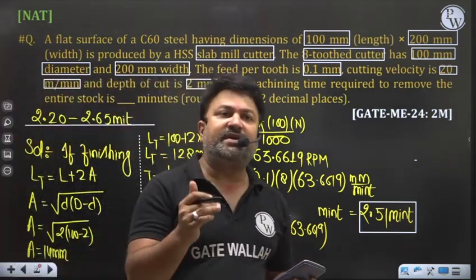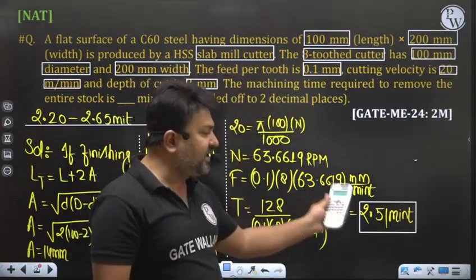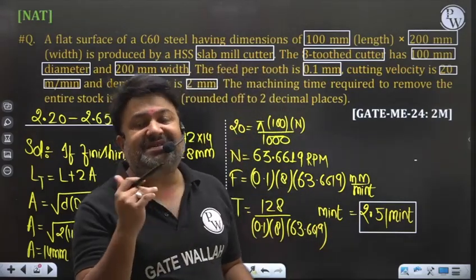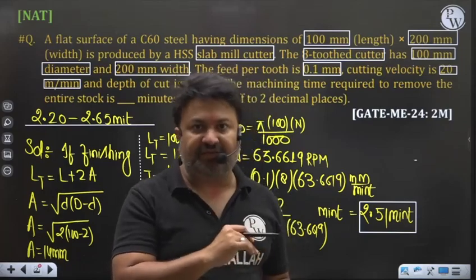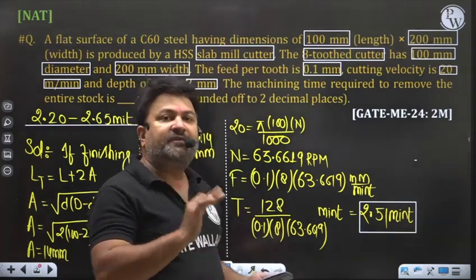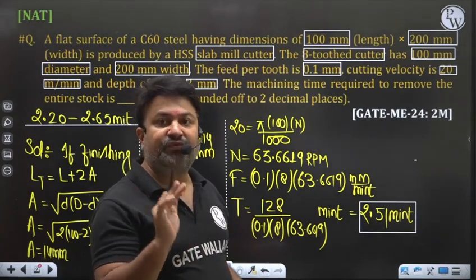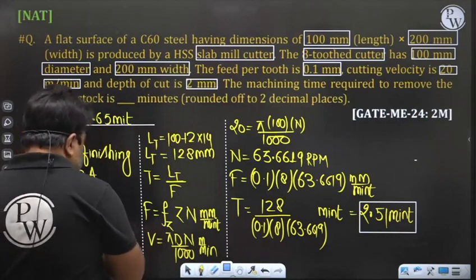So if the student attempts this question by assuming the finishing case, you get the answer. If the student assumes it is rough machining, then also you get the answer. But my suggestion is, if nothing is mentioned, then you have to consider the case of finishing. I hope you understand.